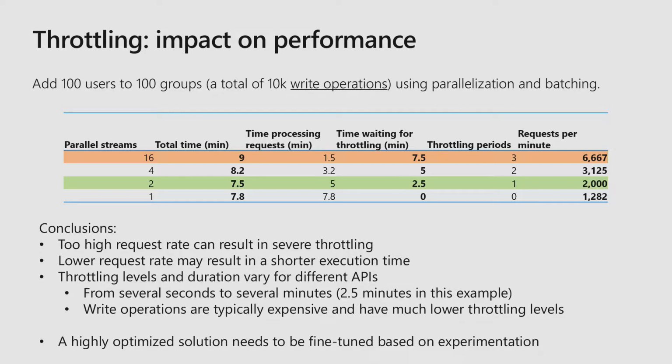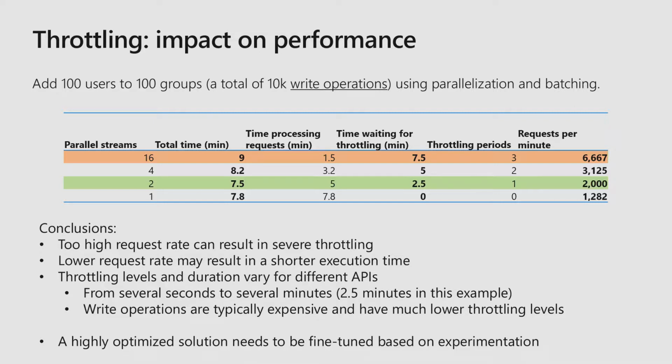Because I generated around 6,500 requests per minute, and the server got upset at me and said, well, you can't be doing this that much. So I ran into 3 periods of throttling, which added up to 7.5 minutes. So then I started reducing the parallelism as a way to control the request rate. And I found out that actually at 2 parallel streams, or even at 1, I'm getting the best overall performance here because I'm limiting throttling even though I'm very slow. So this is not great.